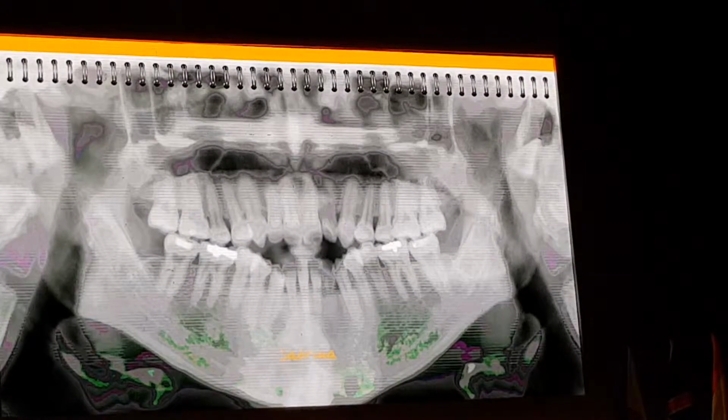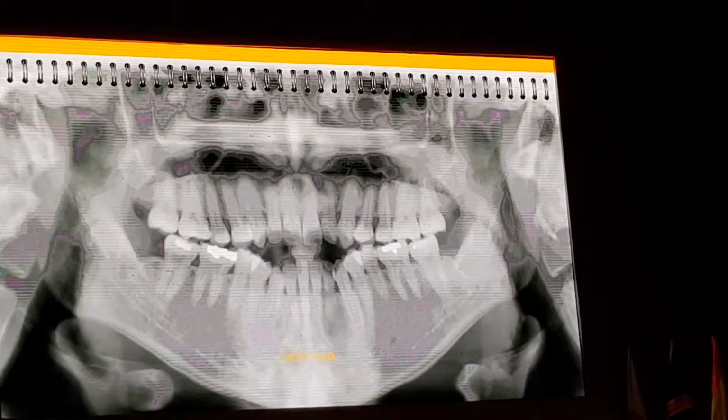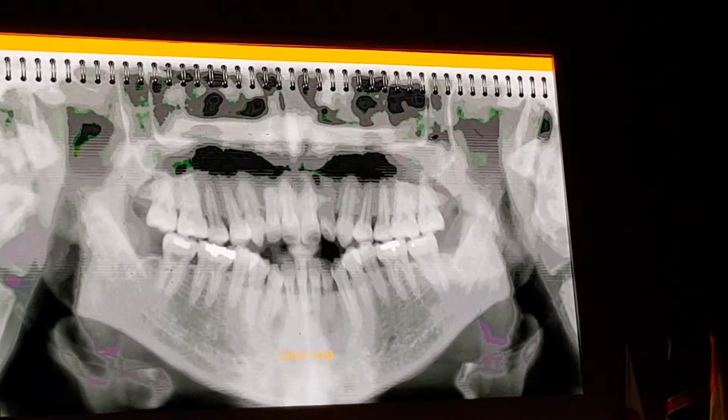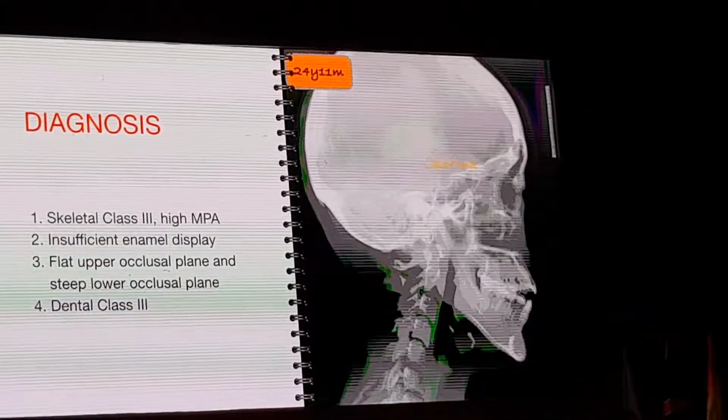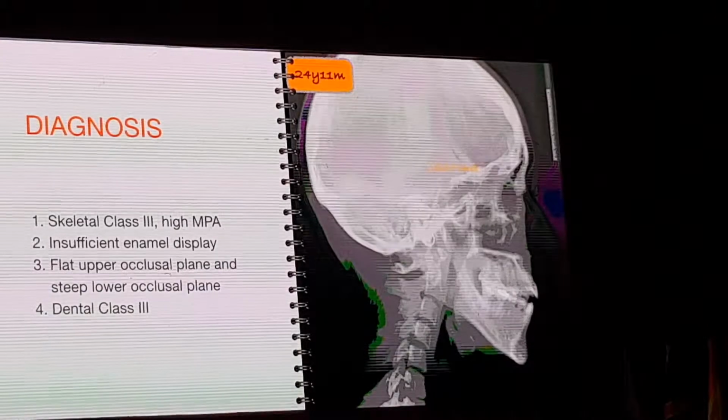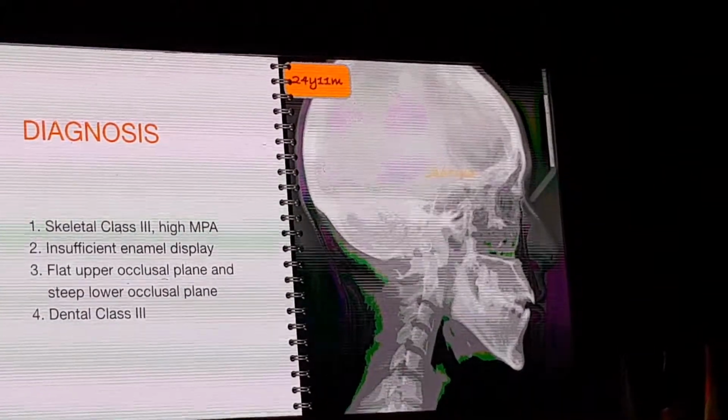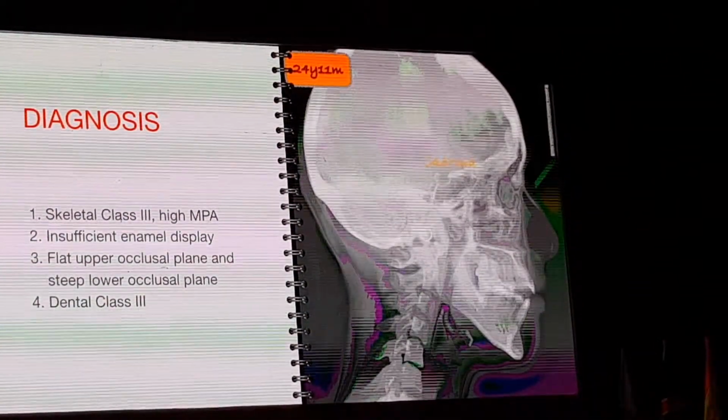And here is the panorex. Patient just removed the third molars before she came to see me. And here is the diagnosis for this patient. She is skeletal class 3, high mandibular plane angle with insufficient enamel display.